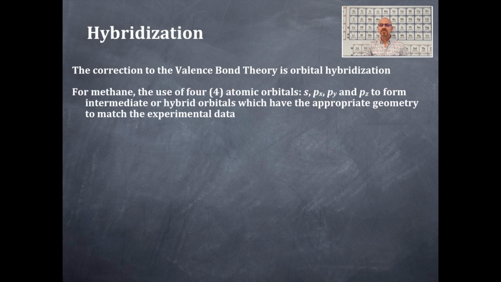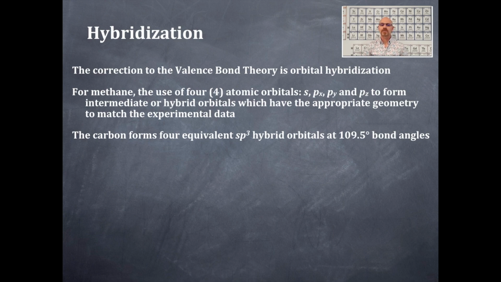Okay, for methane, the use of 4 atomic orbitals, s, px, py, pz, to form intermediate or hybrid orbitals, which have an appropriate geometry to match the experimental data. The carbon forms 4 equivalent sp3 hybrid orbitals, and these hybrid orbitals have 109.5 degree bond angles.